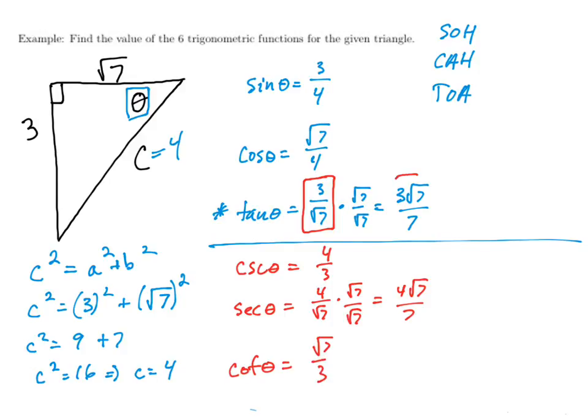If we were to take the reciprocal of this one, we would need to rationalize because you'd end up with a square root 7 in the denominator. So use this one here to find cotangent. And that's it.